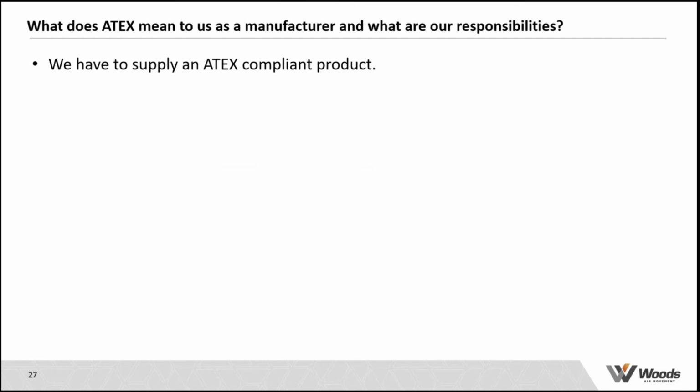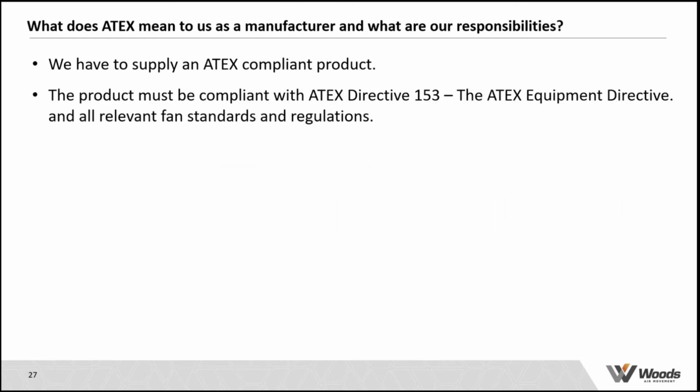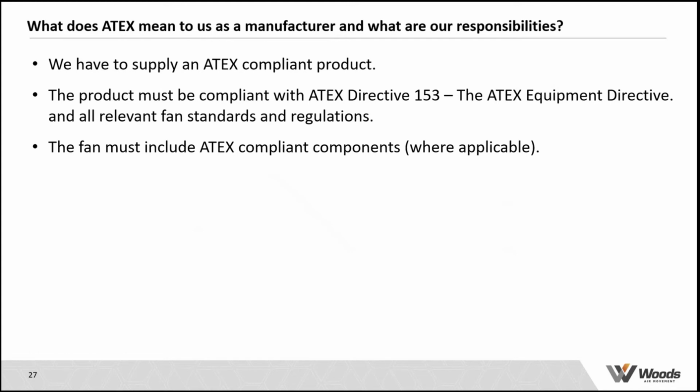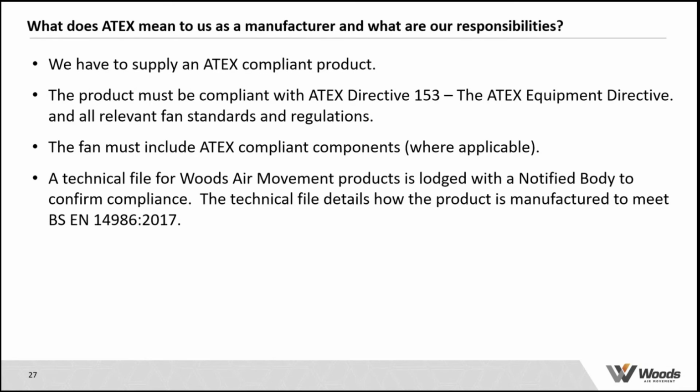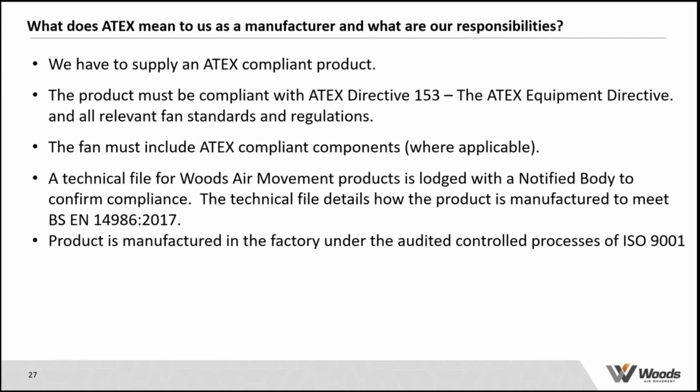What does it mean for us as a supplier? We need to supply you with a product that's compliant. The ATEX 153 risk assessment tells us the zones that we need to apply. We have to build a fan fully compliant with components that match the gas or dust class that we're supplying. So we've constructed a technical file that is lodged with a notified body, and that demonstrates how we manufacture the product in accordance with the fan code. So that says what we do. We then monitor that in terms of our ISO 9001 processes. So there are processes within the factory that are part of that technical notification.